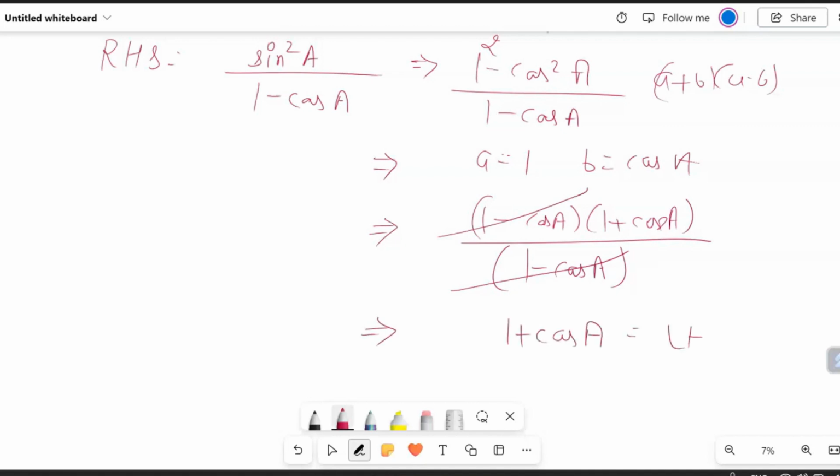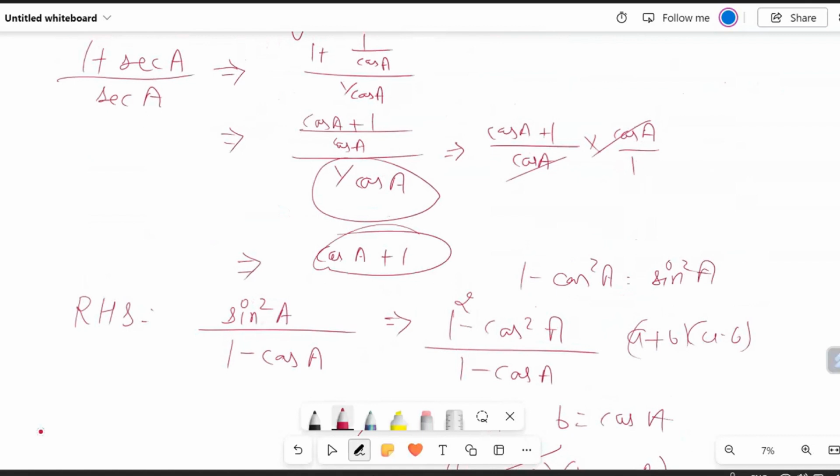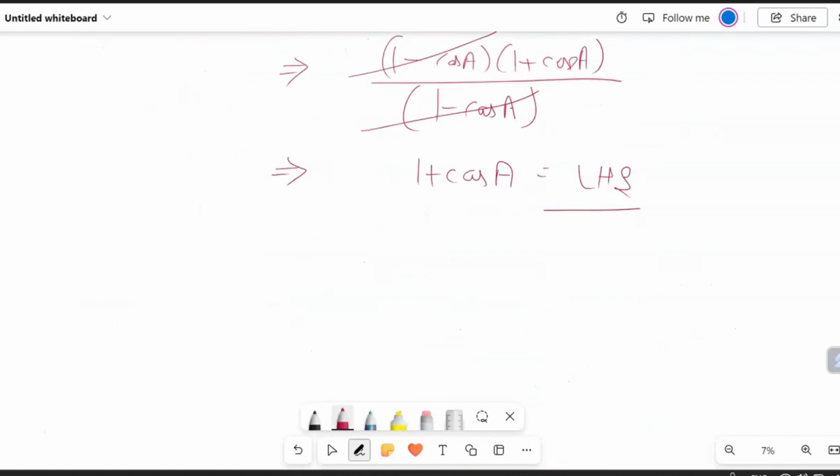So 1 minus cos A and 1 minus cos A cancel out, leaving 1 plus cos A. That will be your RHS. You can see we have already found out the value of the LHS here. So both are equal, cos A plus 1 and 1 plus cos A. So LHS is equal to RHS. We have separately solved both of them. I hope you got it.